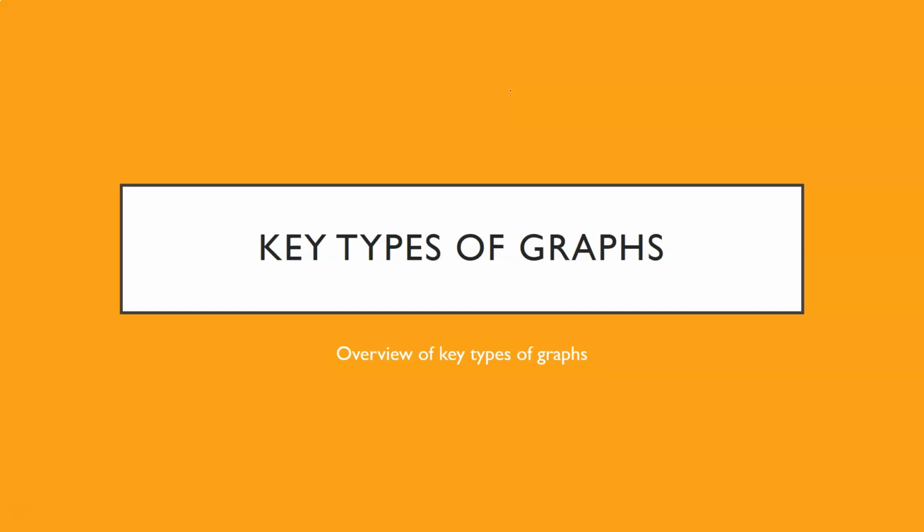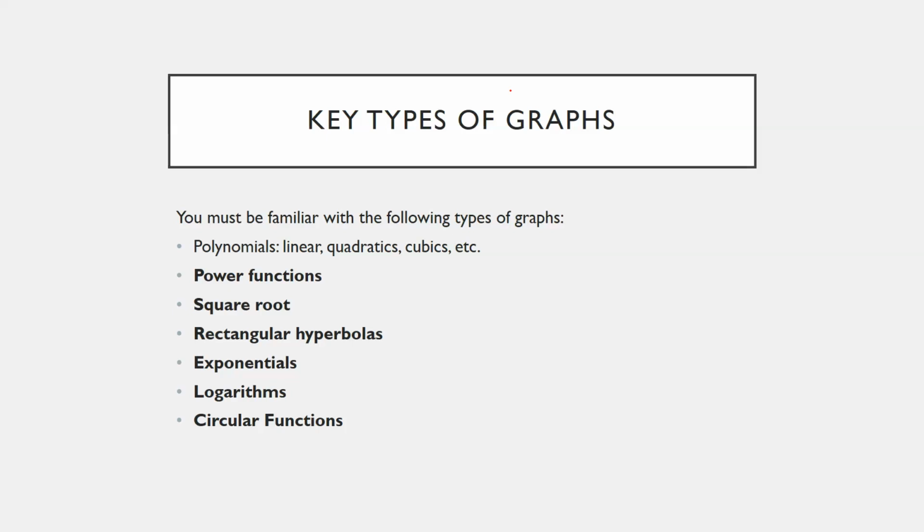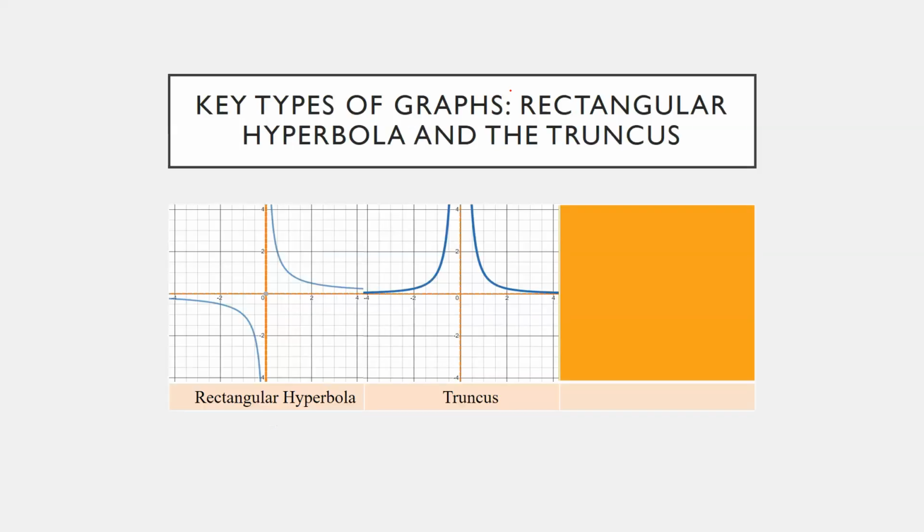Now let's look at some key types of graphs. So there are a number of different types of graphs that you must be familiar with. Obviously polynomials, which have been considered in another video. Then we have power functions, square root, rectangular hyperbolas, exponentials, logarithms, and circular functions. This video will just give a very quick overview of these. So the rectangular hyperbola and the truncus, the basic graphs look as follows, and each of these can be transformed. Notice that the truncus is always positive since we're squaring the x.